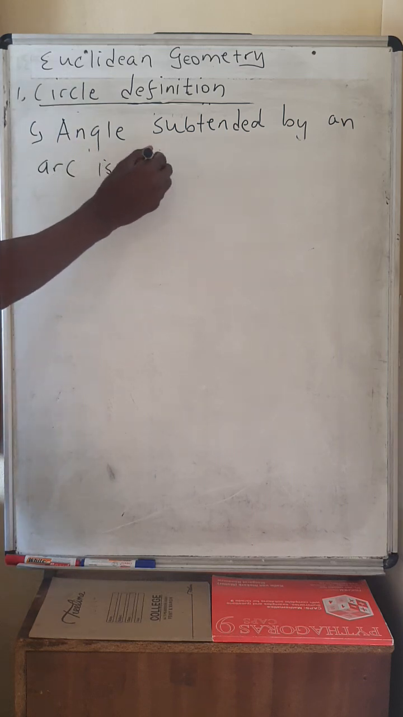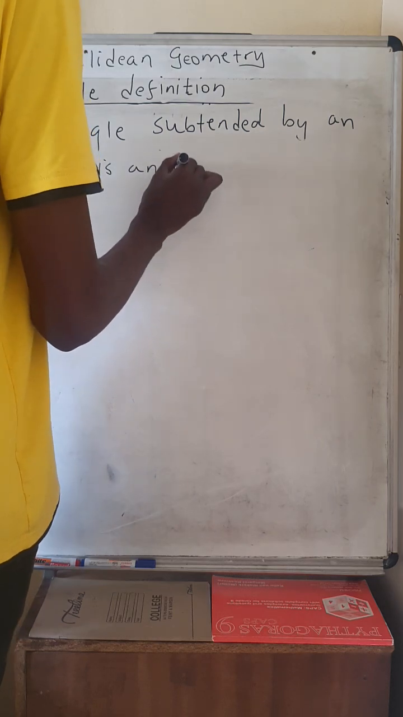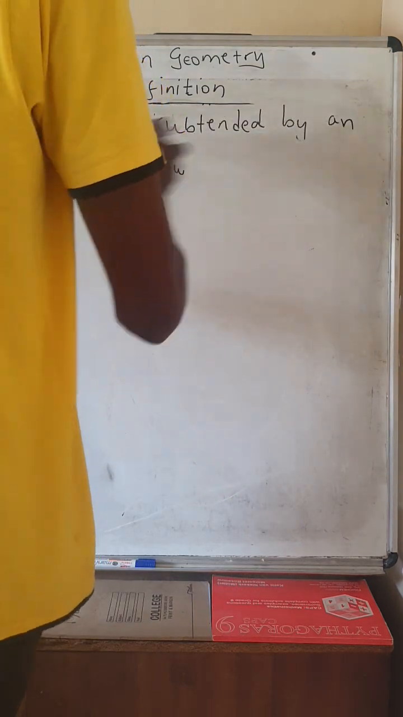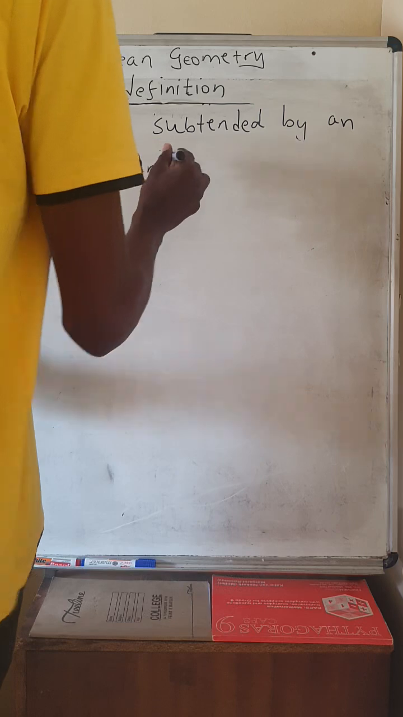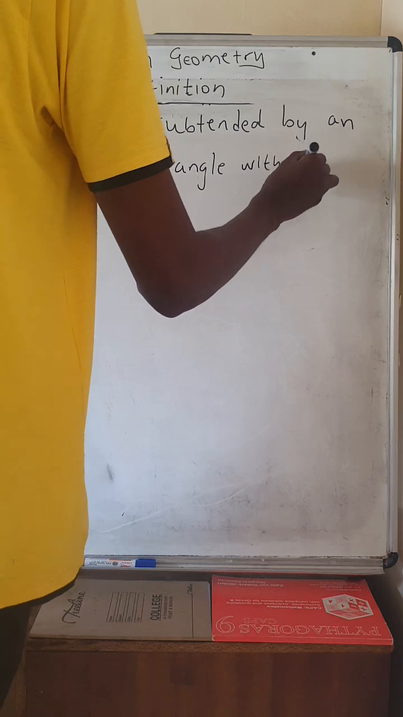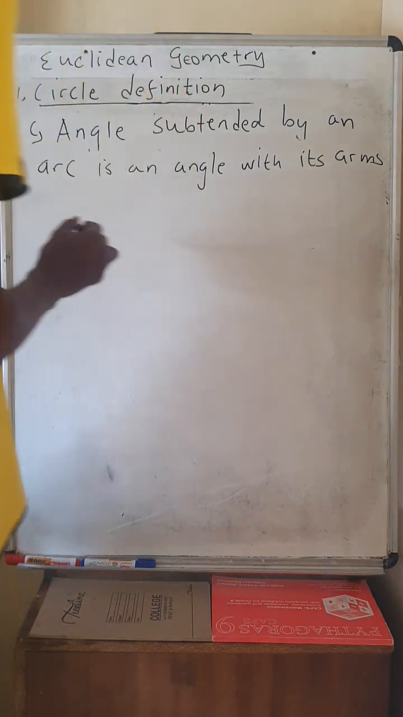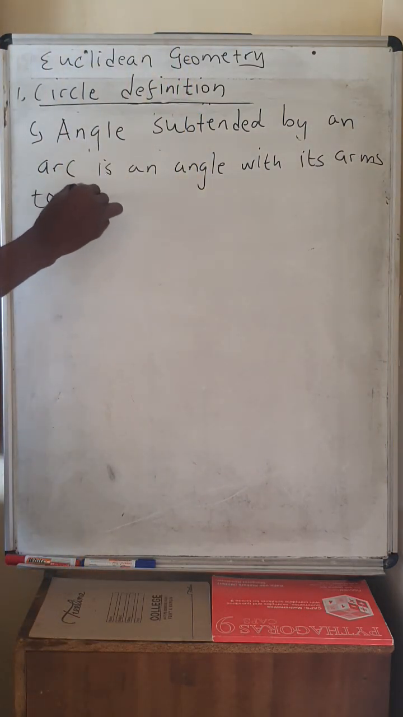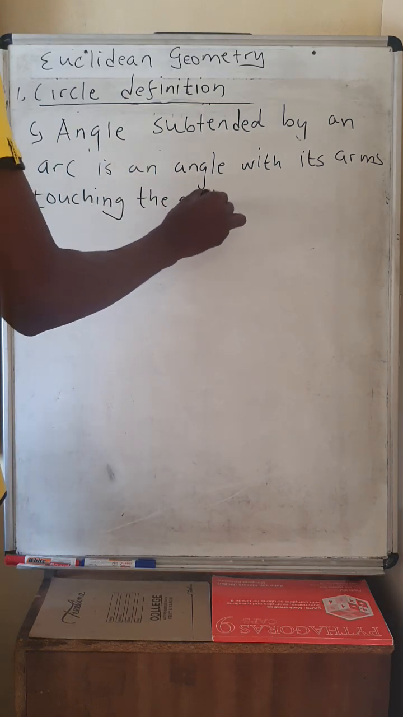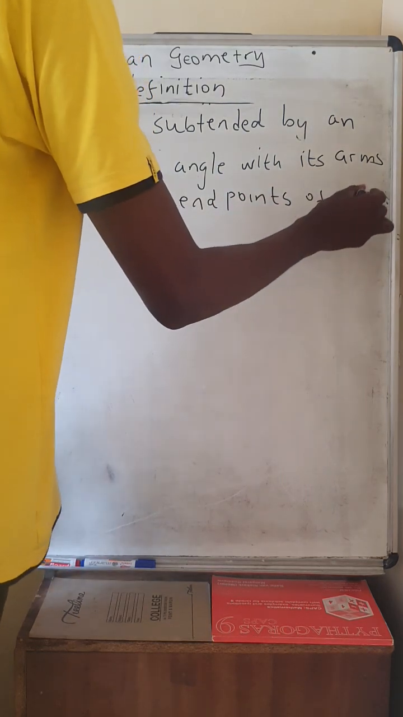An angle subtended by an arc is an angle with its arms touching the end points of an arc.